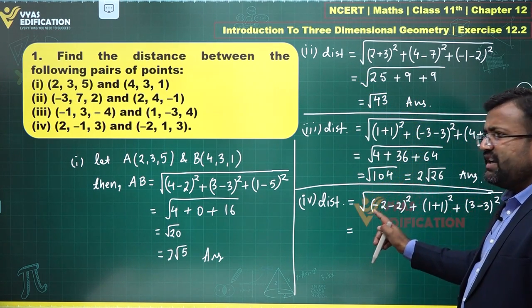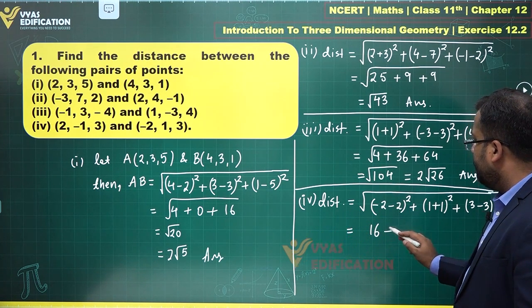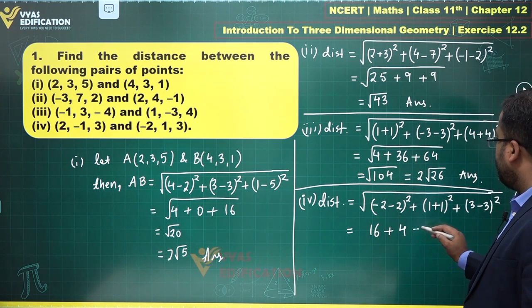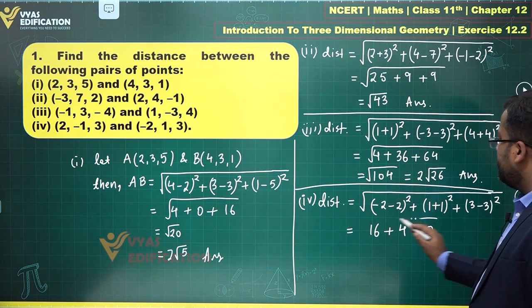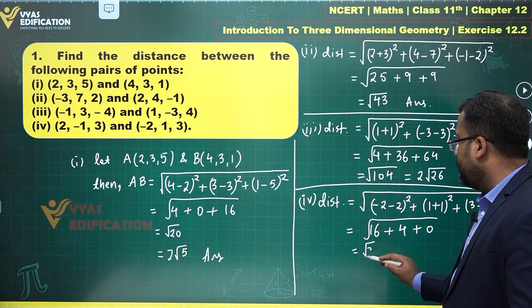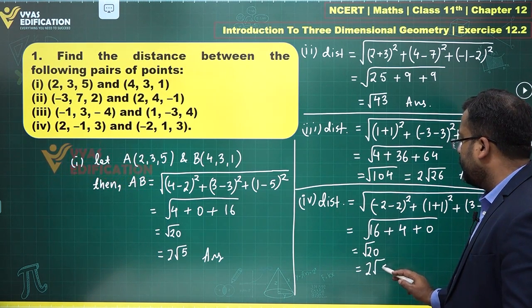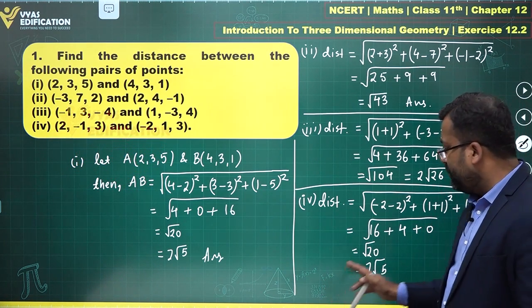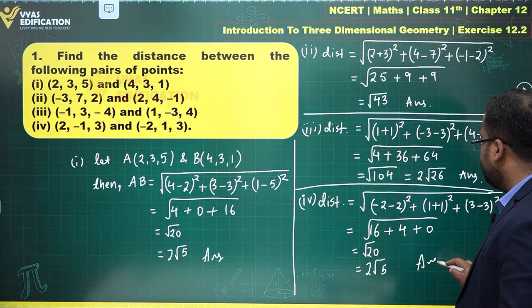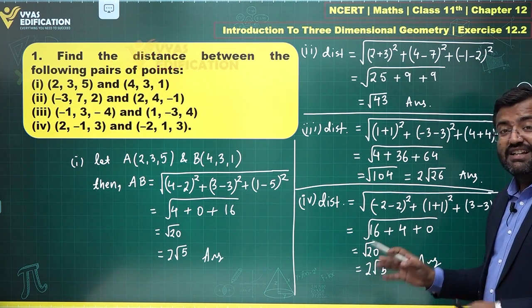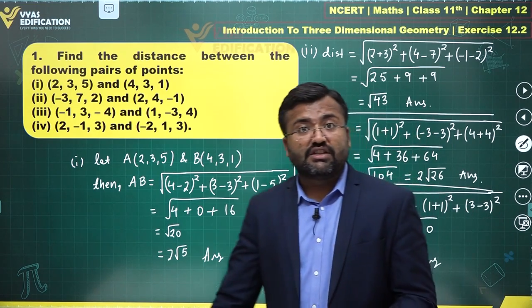What does this become? This is minus 4 squared, which will be 16, plus 2 squared, which will be 4, plus 0 squared, which will be 0, and this becomes the square root of 20, which can be written as 2 square root of 5. 20 can be written as 4 into 5, the square root of 4 is 2, and this will remain. That is my answer for this fourth part. That's the complete solution of this first question, as you can see over here.